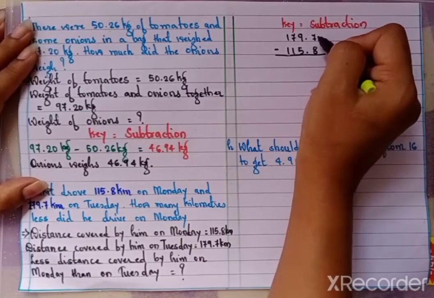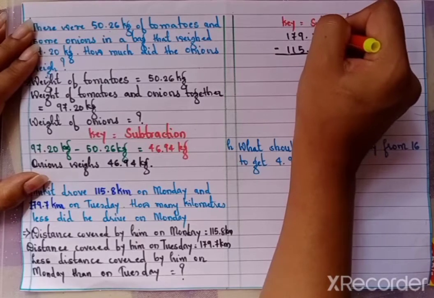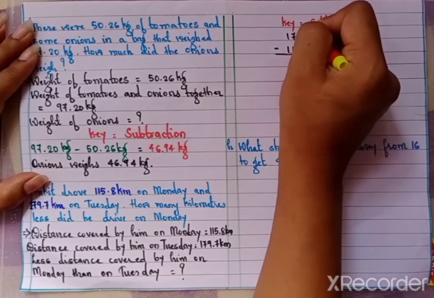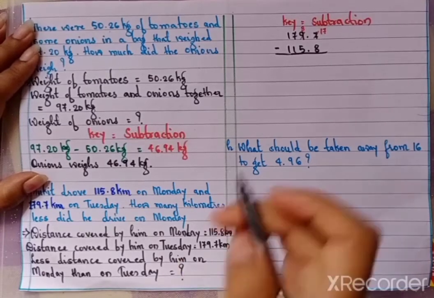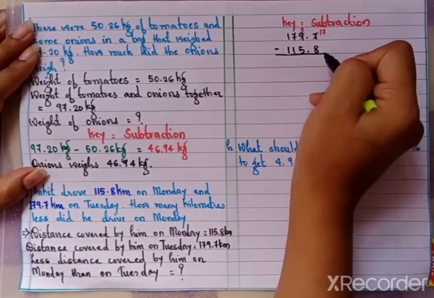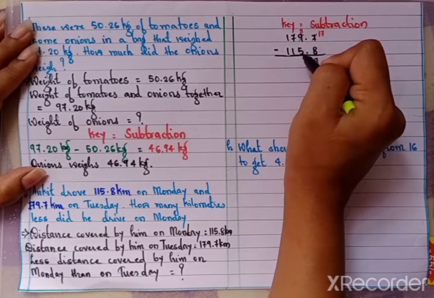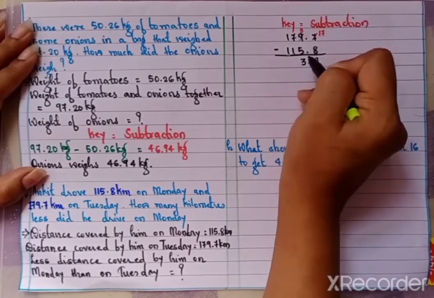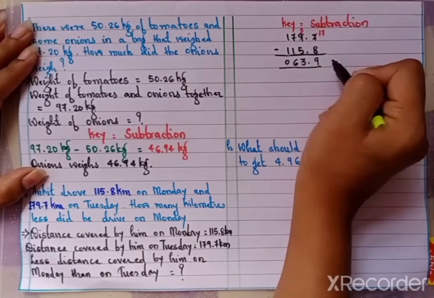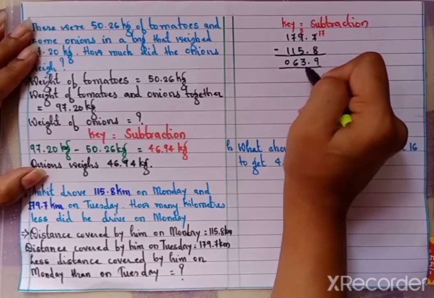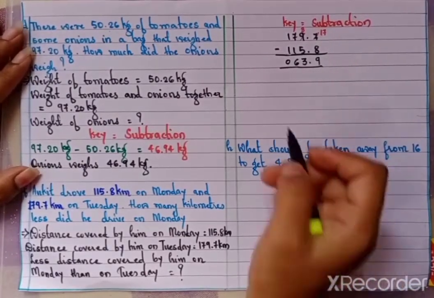Therefore, from 7, 8 doesn't go, make it 17. Make this 8. Yes, further, from 17, 8 goes out, remains 9. Point. From 8, 5 goes out, remains 3. From 7, 1 goes out, remains 6. From 1, 1 goes out, remains 0. Therefore, he traveled 63.9 km less on Monday.